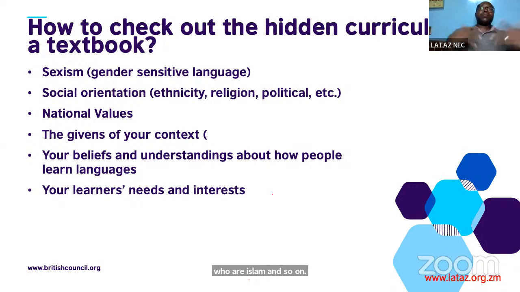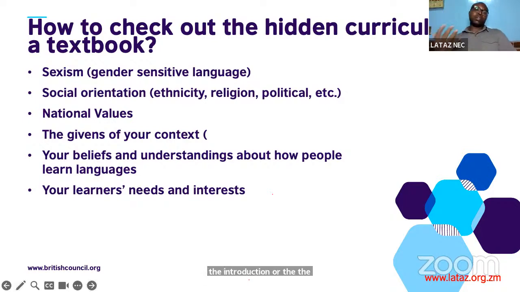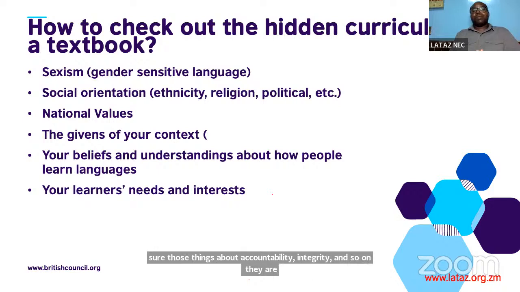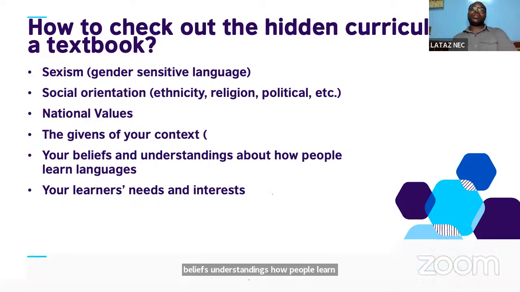Politics, don't always focus on the party that is ruling at the moment. If you are raising a topic that deals with politics, make sure you are balanced. The inclusion of national values, make sure those things of accountability, integrity, and so on are properly catered for. Things that are given in your context. What things are we allowed to use, say? What things may not be acceptable in our context? Beliefs, understandings, how people learn languages, and so on. Children's interest.